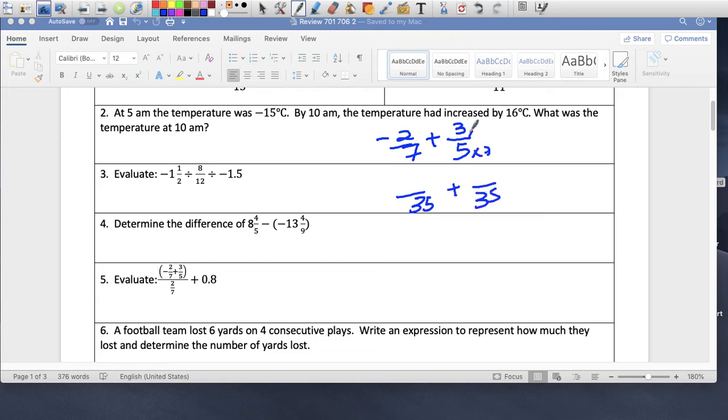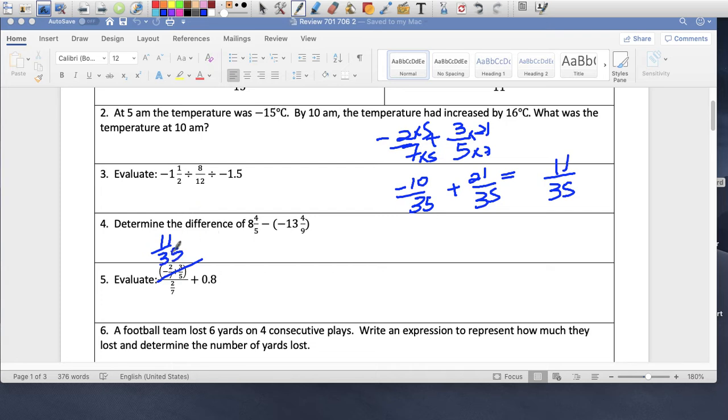Times 7, 3 times 7 is going to be 21. Times 5, negative 2 times 5 is going to be negative 10. So it's 35 at the bottom. Negative plus a positive, there's more positive, so it's going to be a positive answer. And 21 has 11 more. So this thing right here, I cross it out. I'm going to write 11 over 35.